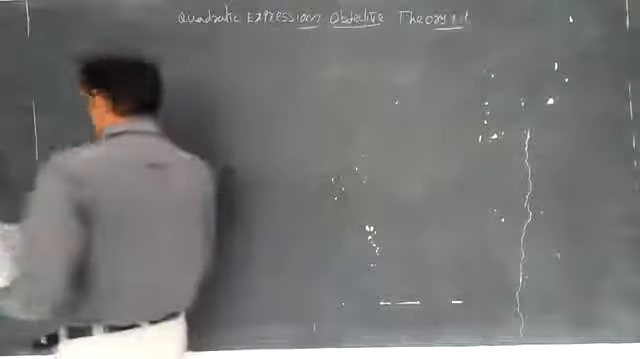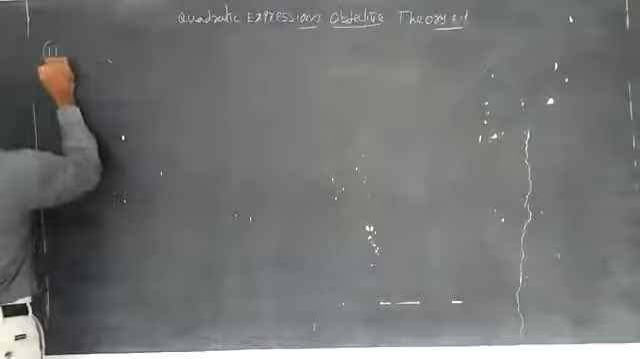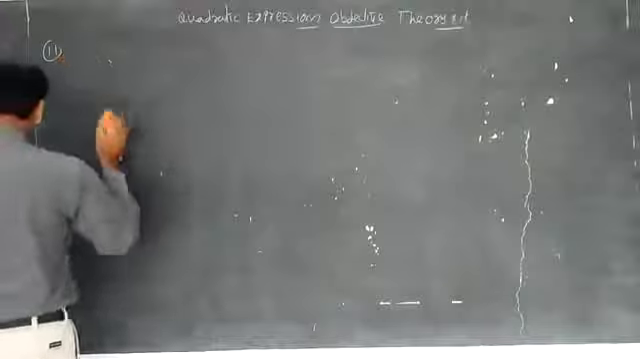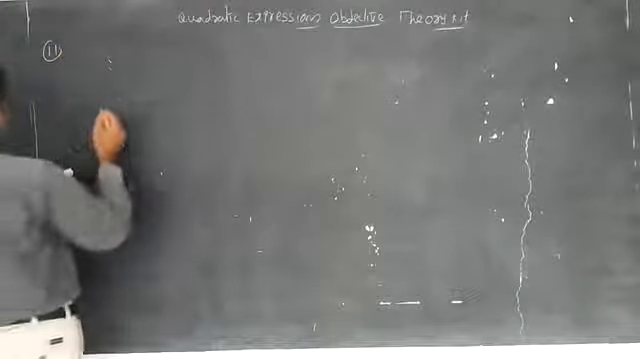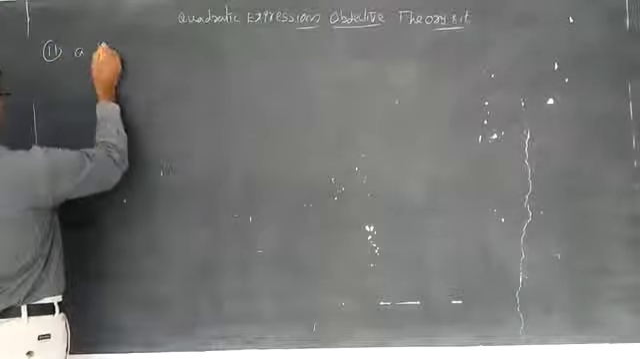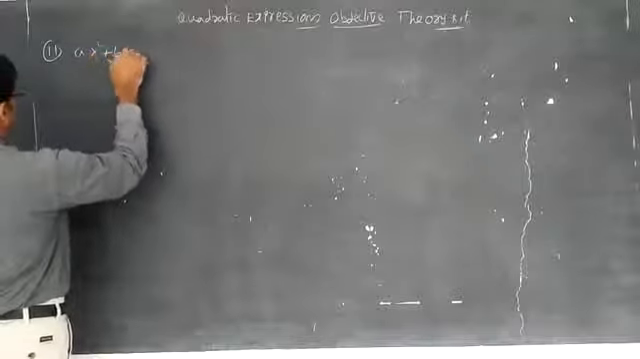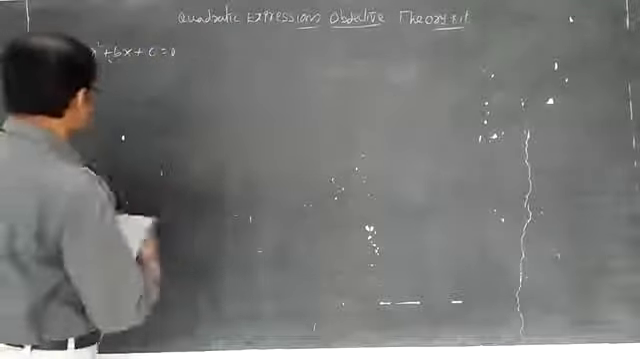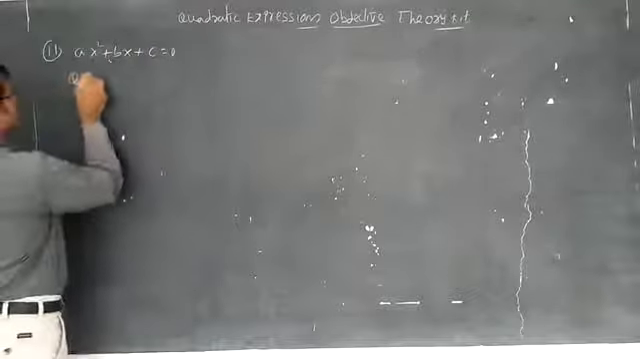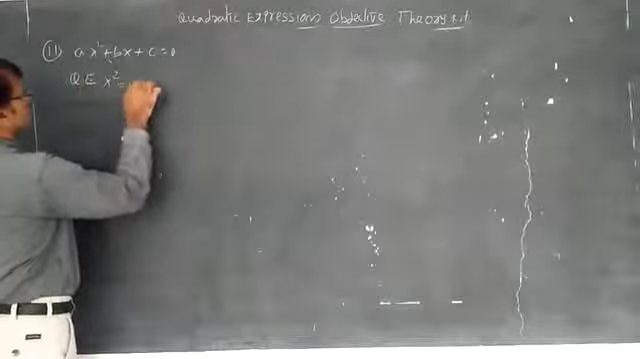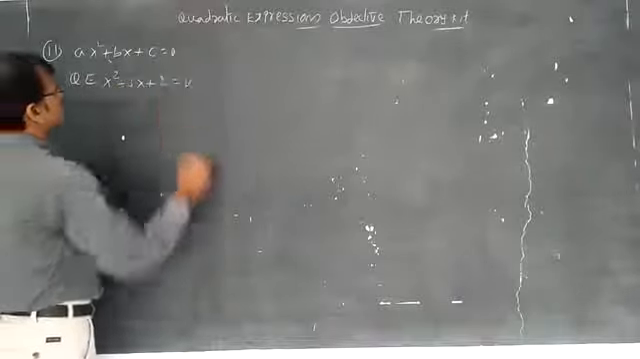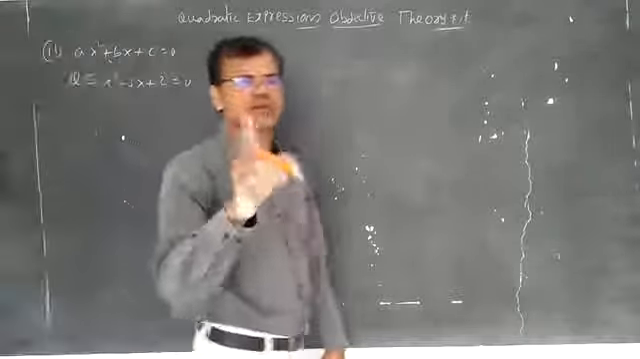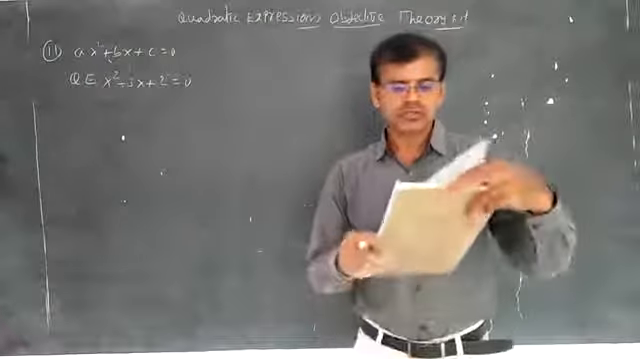I think it's enough, we have discussed 11, 12, 13. Question 11: both roots of the equation ax square plus bx plus c equal to 0 are positive. Let us take examples as shortcuts. Writing a quadratic equation: x square minus 3x plus 2 equal to 0. Students, we know that 1 and 2 are roots of this quadratic equation, so both roots are positive.